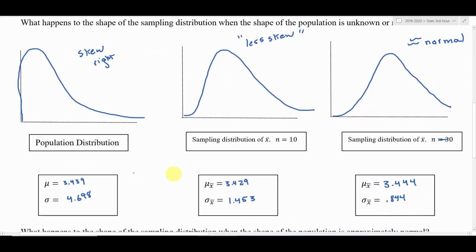So again, looking at the mean, 3.439, 3.429, 3.444, the mean is staying the same no matter how large we make those samples, but the standard deviation is changing. It is getting much smaller as we increase that sample size. And there is actually a formula that we can use to calculate this standard deviation. And I'm going to share that with you now.